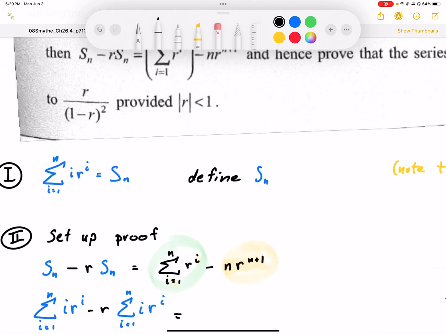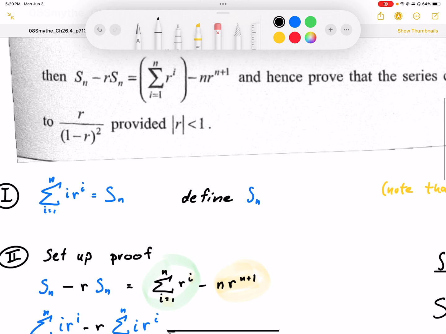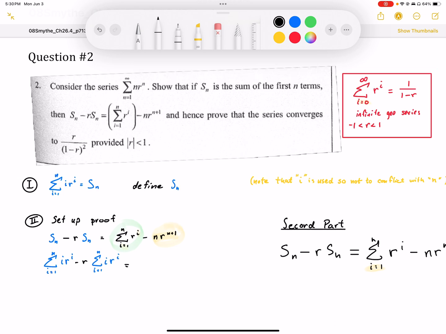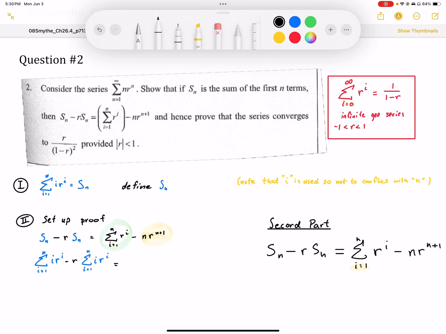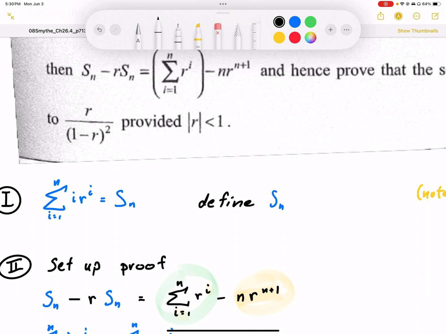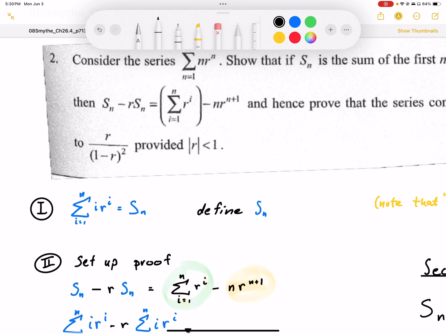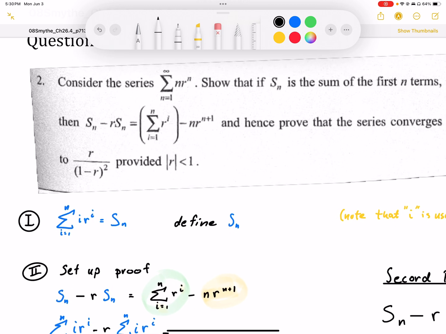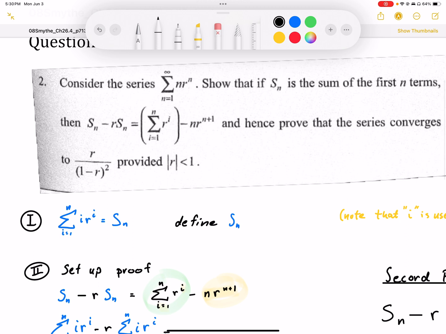So Sn is going to be the sum from i equals 1 to n, and note that we're changing the notation from n to i just so that there's no conflict. We're going to start at i equals 1, end at some finite value n, of i r to the power i, and that's how we define Sn. That's what they're saying at the beginning. Once we define Sn, we want to set up a proof for this statement. So we want to prove this.